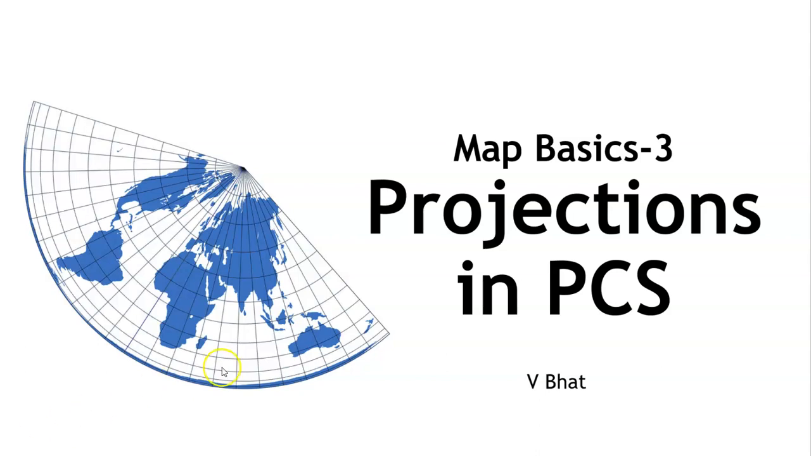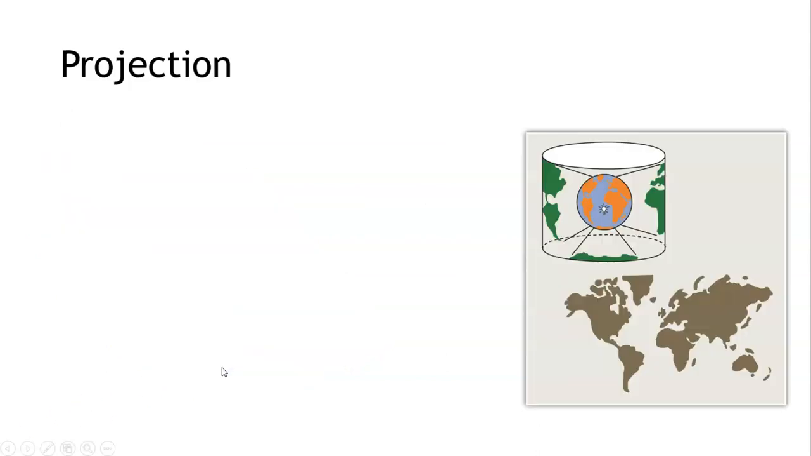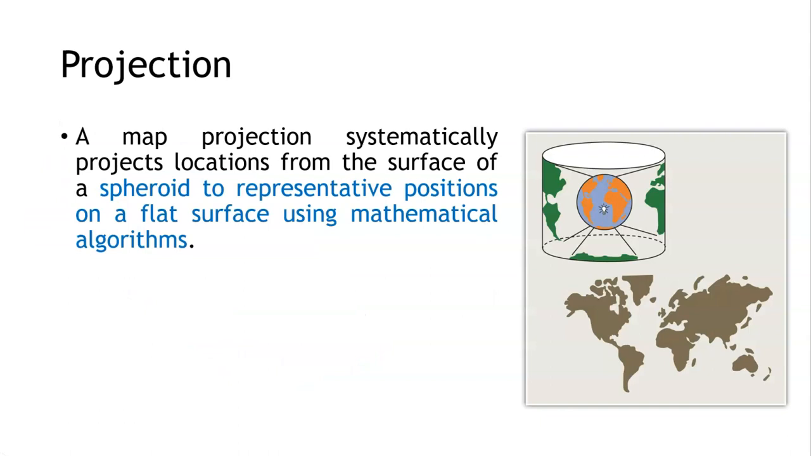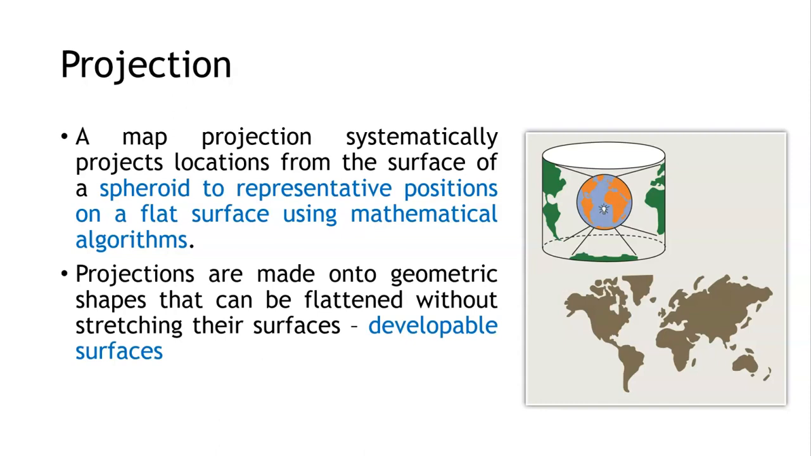So let us enter the domain of projections. A map projection systematically projects locations from the surface of a spheroid to representative positions on a flat surface using mathematical algorithms. Projections are made onto geometric shapes that can be flattened without stretching their surfaces. These surfaces are denoted as developable surfaces.